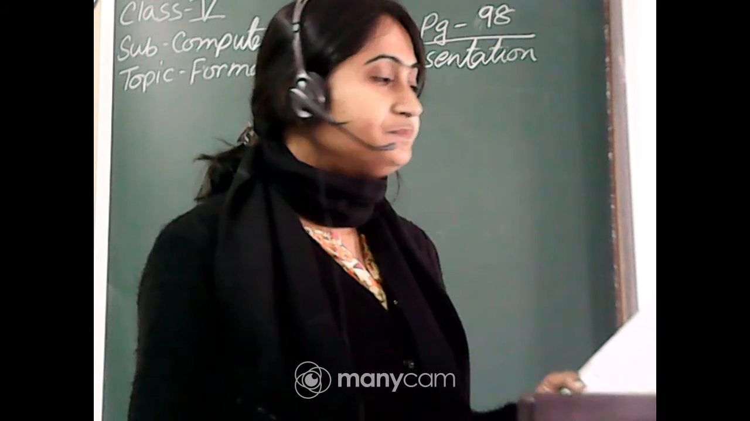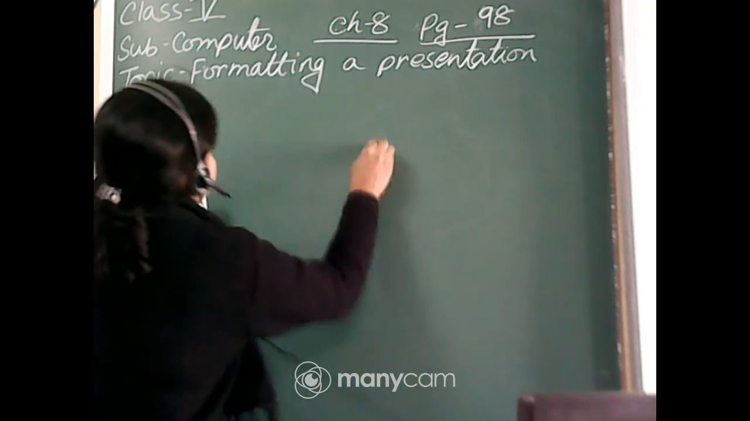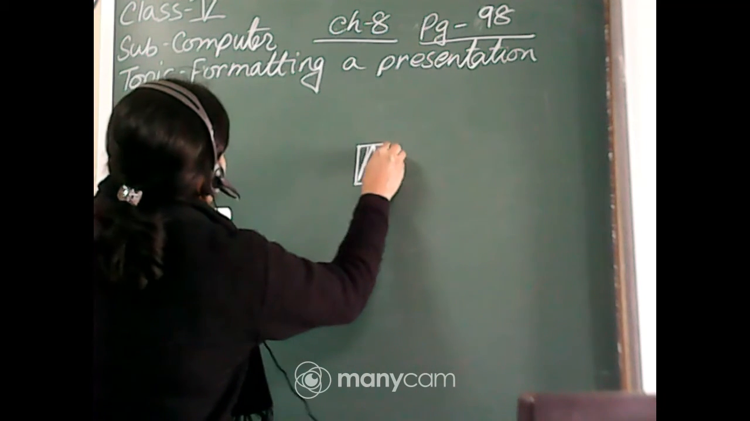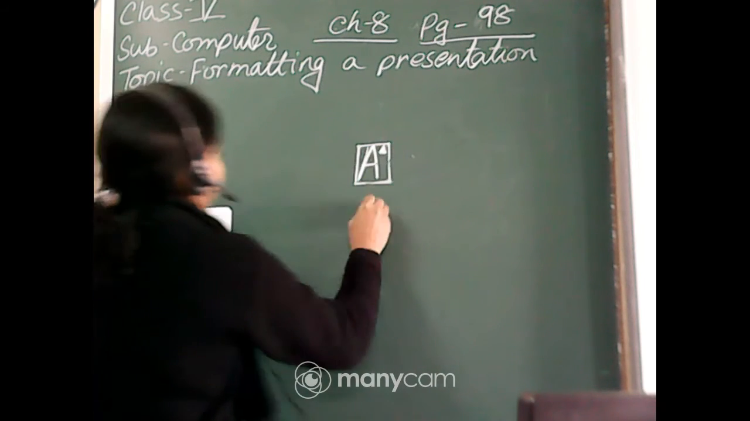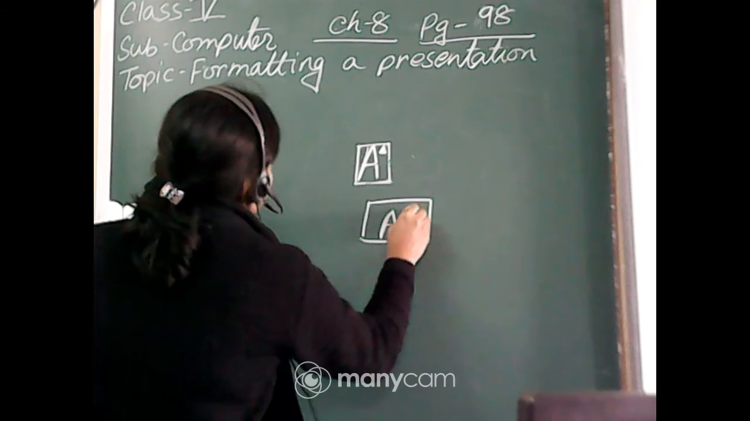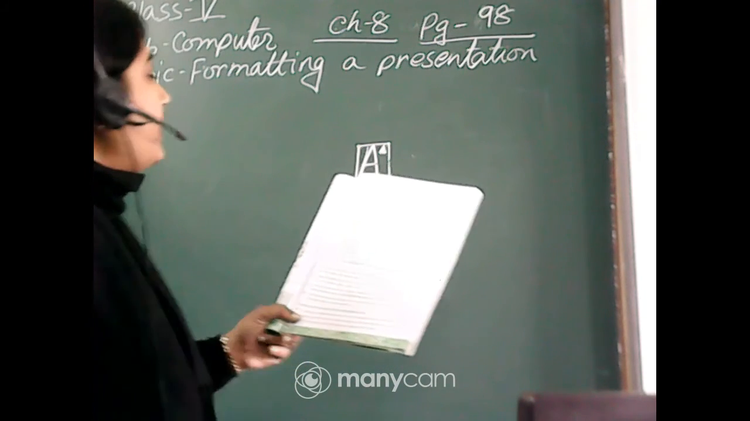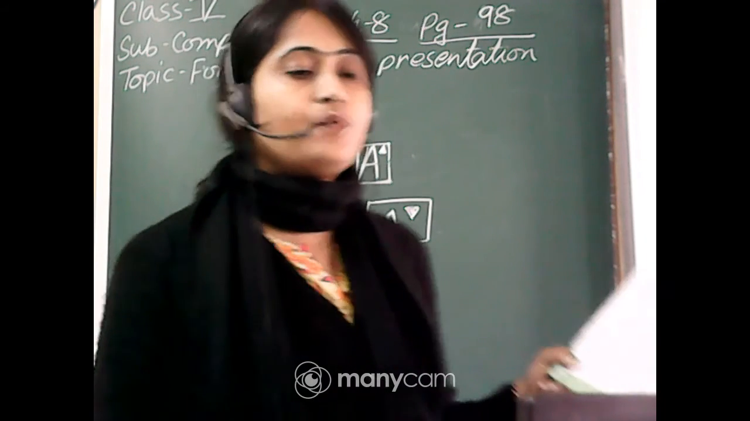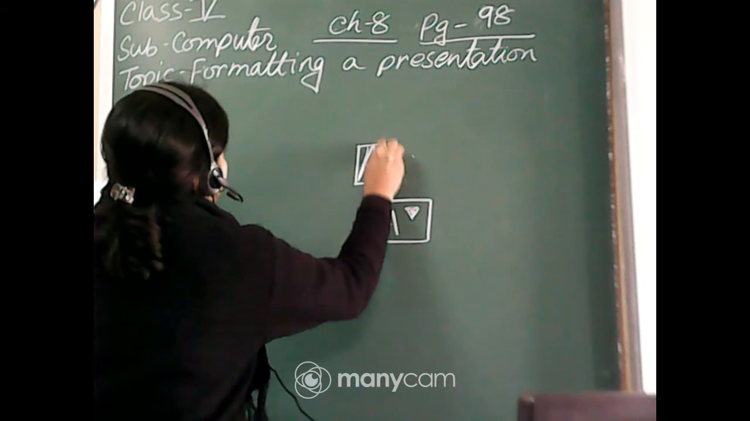There is a button for increasing the font size in the font group. This one increases the font size, and this button decreases the font size. Now select the text and click on the increase font size button. If you want to increase the font size, you can use this button.